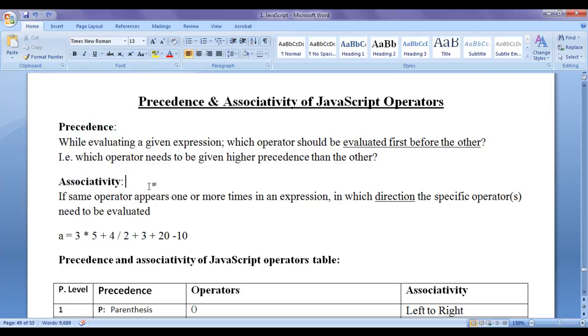Similarly, associativity. If the same operator appears one or more times in an expression, in which direction the operators need to be evaluated is determined by associativity. In this expression, you can see that the plus operator is available 3 times. Whether we have to evaluate the plus operators from left to right or right to left is determined by the associativity. Hope you guys have clearly understood the difference between precedence and associativity. Precedence indicates which operator needs to be evaluated first before the others. Associativity indicates in which direction the operator should be evaluated.